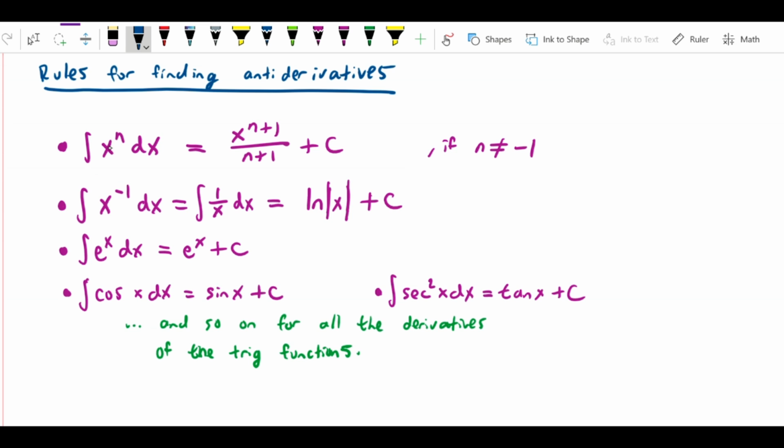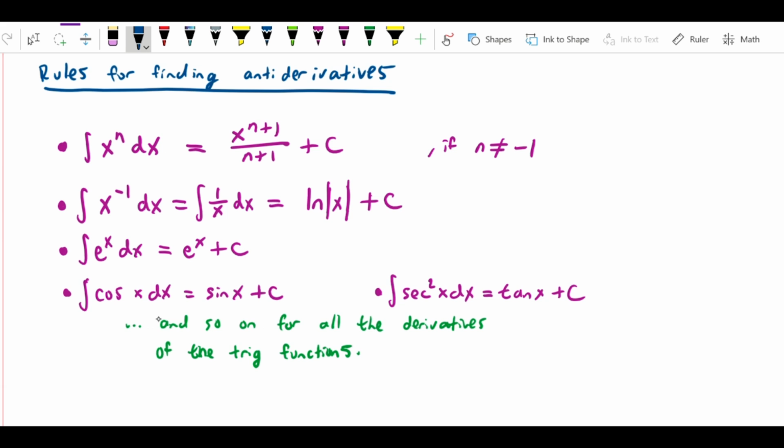Since we know that e to the x is its own derivative, it makes sense that it's also its own antiderivative. Again, with plus c. If we had, for example, e to the x plus a million, the derivative of that would be e to the x. So the antiderivative of e to the x is just going to be e to the x, plus some arbitrary constant.